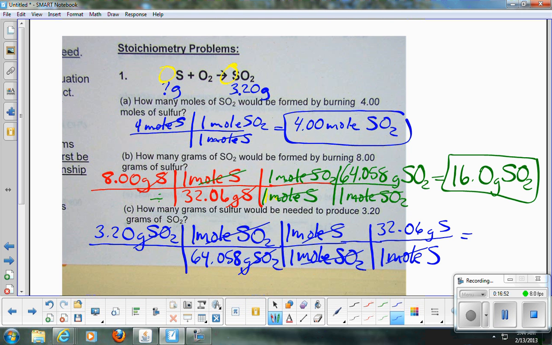Okay, so take your 3.2 times your 32.06, divide it by the 64. 1.6, is that enough significant figures? 0 grams. Okay, we need 3 significant figures.